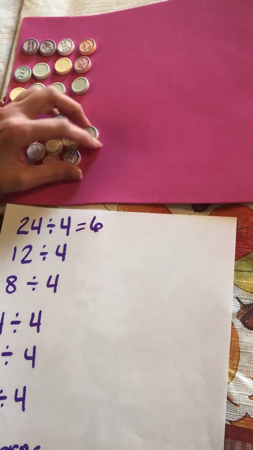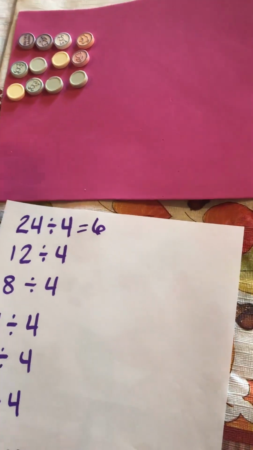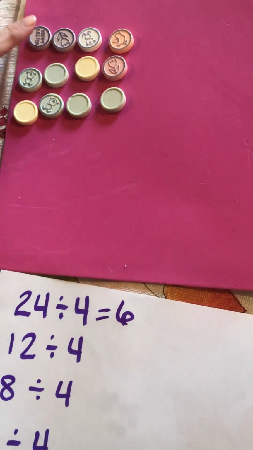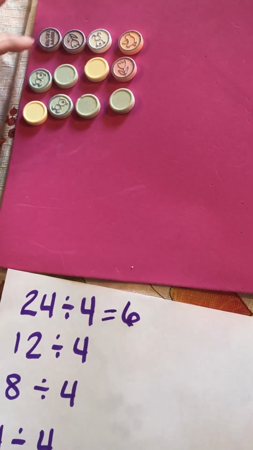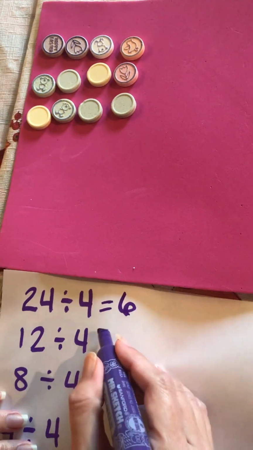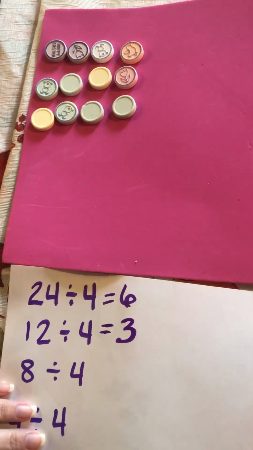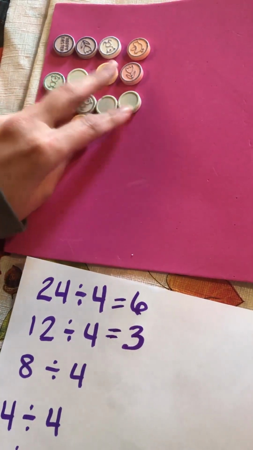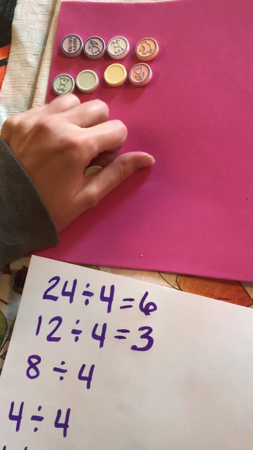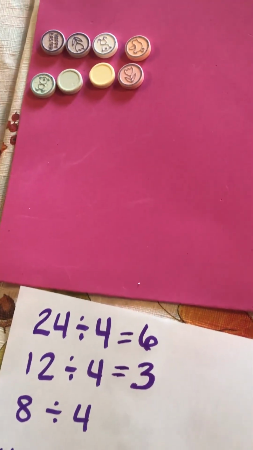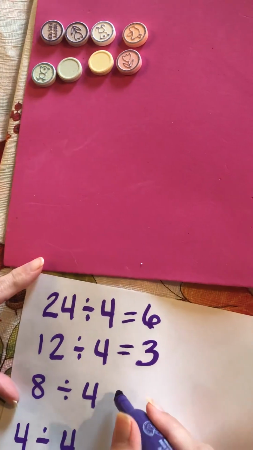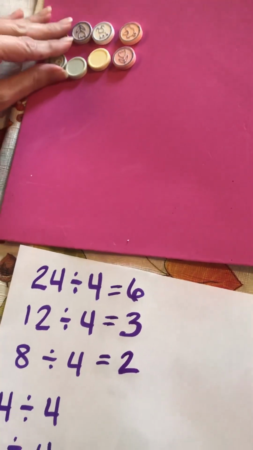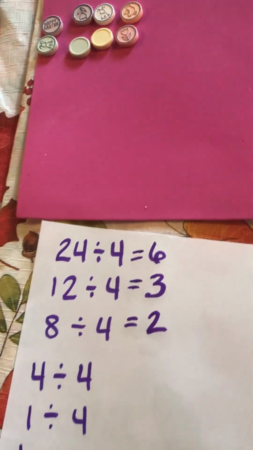Now if I only had 12 sweethearts and I'm dividing it by 4, we can see that now they're only going to get 1, 2, 3 sweethearts. And then if I had 8 and I'm dividing it by 4, then they would get 2 sweethearts each. So each person would get 2 sweethearts.